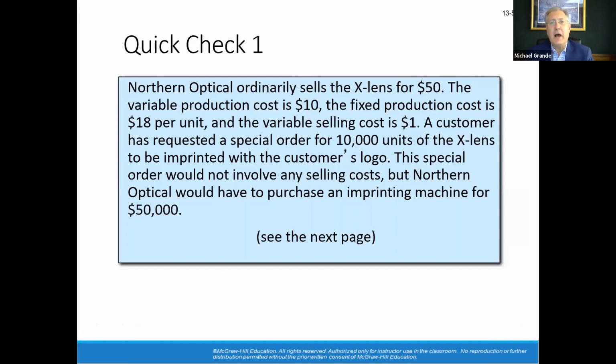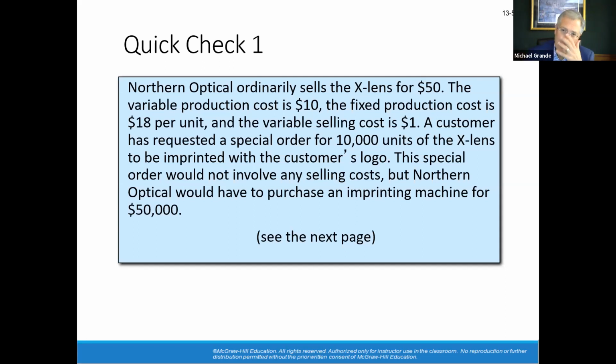Here's another example. Northern Optical ordinarily sells its Excellence for $50. The variable production cost is $10. The fixed production cost is $18. And the variable selling cost is $1. A customer has requested a special order for 10,000 units of Excellence to be imprinted with the customer's logo. This special order would not involve any selling costs, so they can avoid the variable selling cost of $1. But Northern Optical would have to purchase an imprinting machine for $50,000.